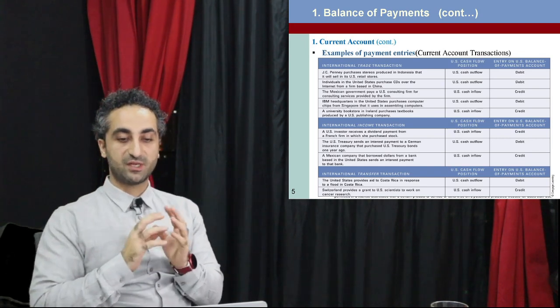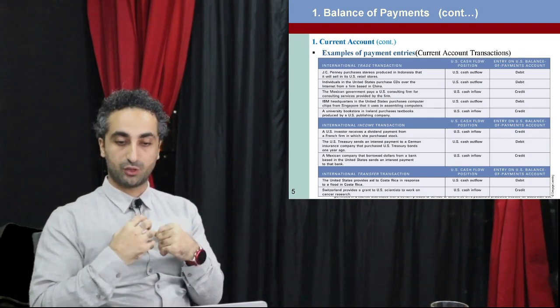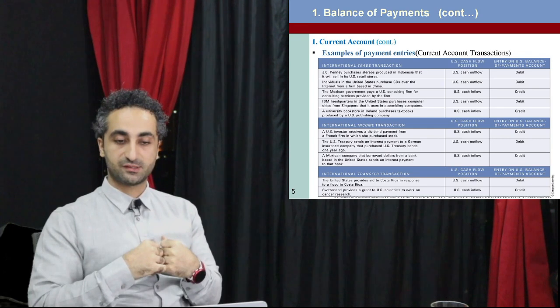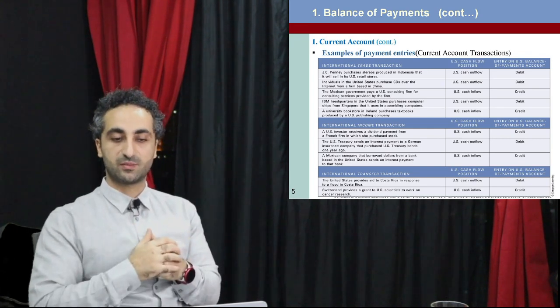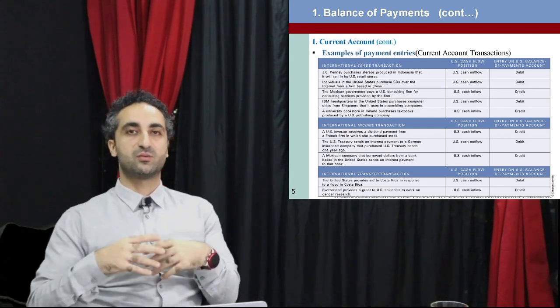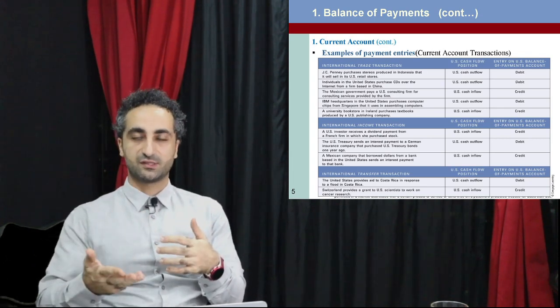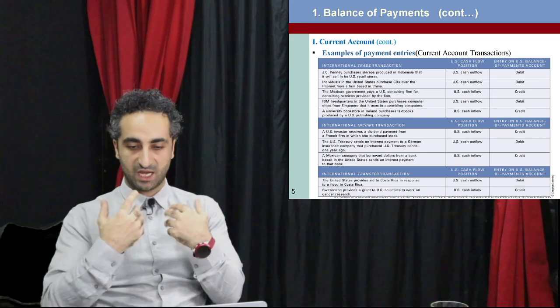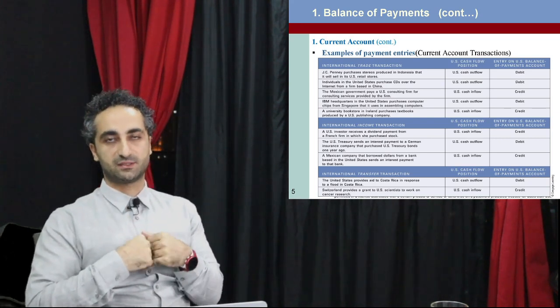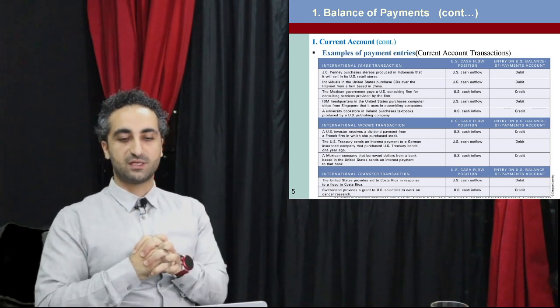Finally, a Mexican company that borrowed dollars from a bank based in the United States sends an interest payment to that bank. So someone from Mexico borrowed from us. Every now and then they pay interest. So this interest is cash inflow to US banks. So US. Finally, transfer.